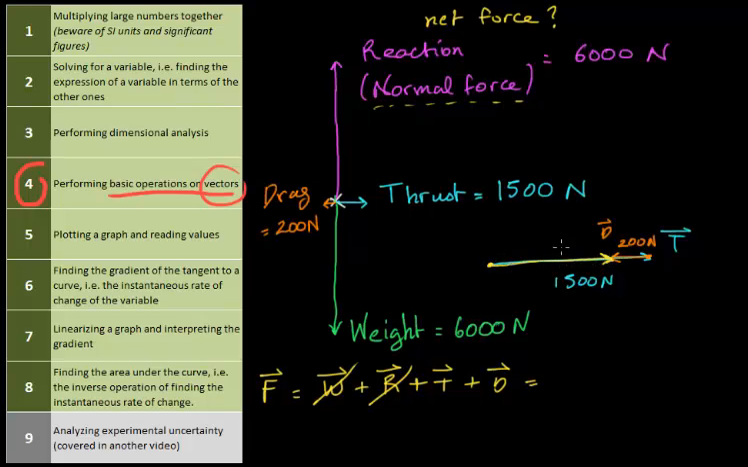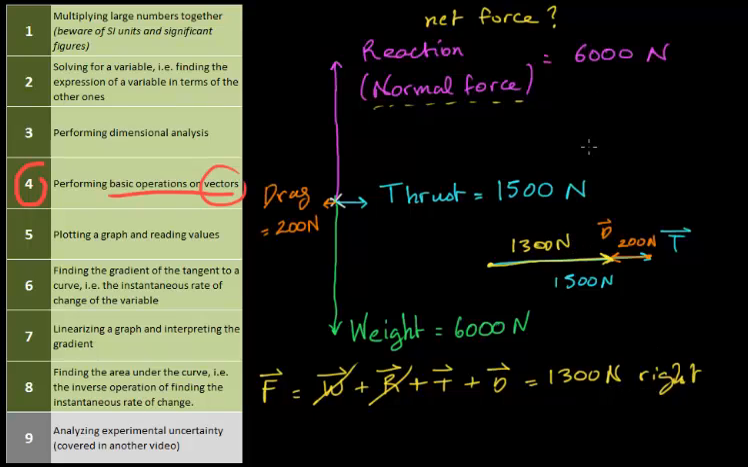And here you obtain the net effect of t and d, which is a vector that goes towards the right with a magnitude of 1,300 newtons. So my final answer is 1,300 newtons right. Okay, I express both the magnitude here and the direction here.